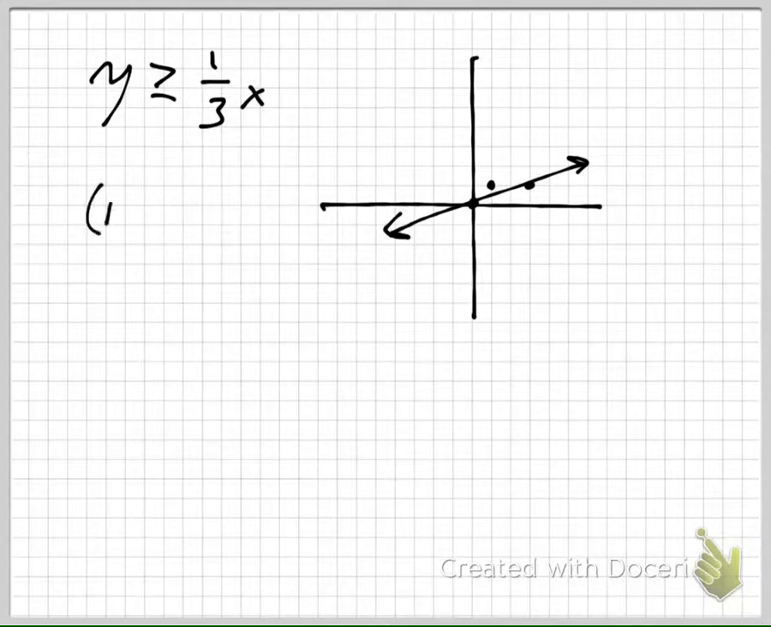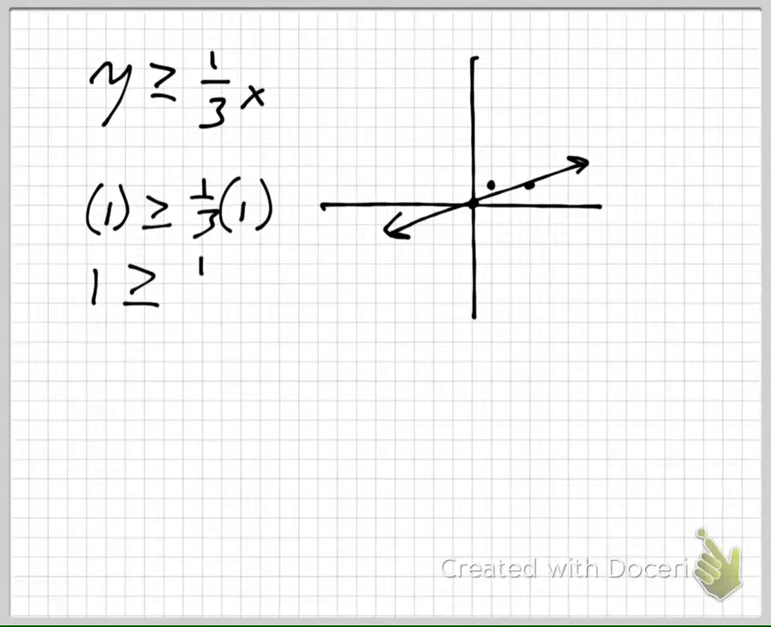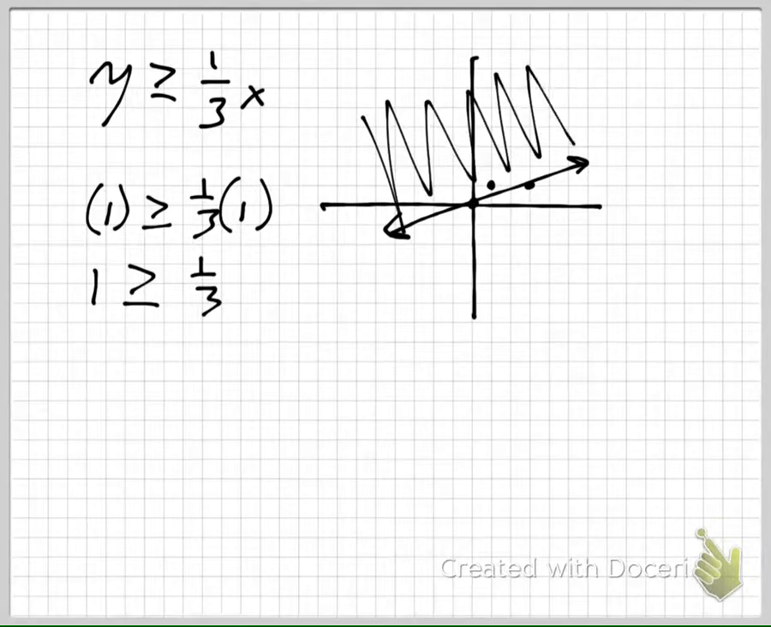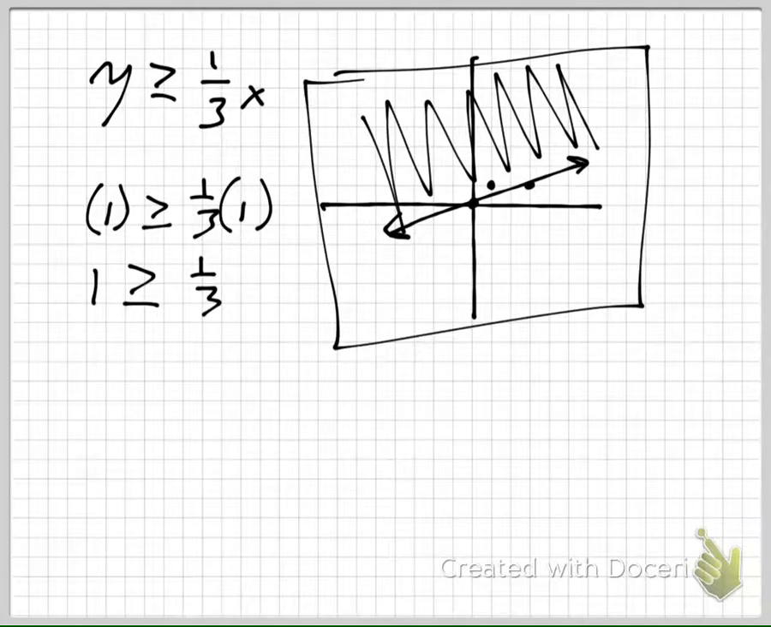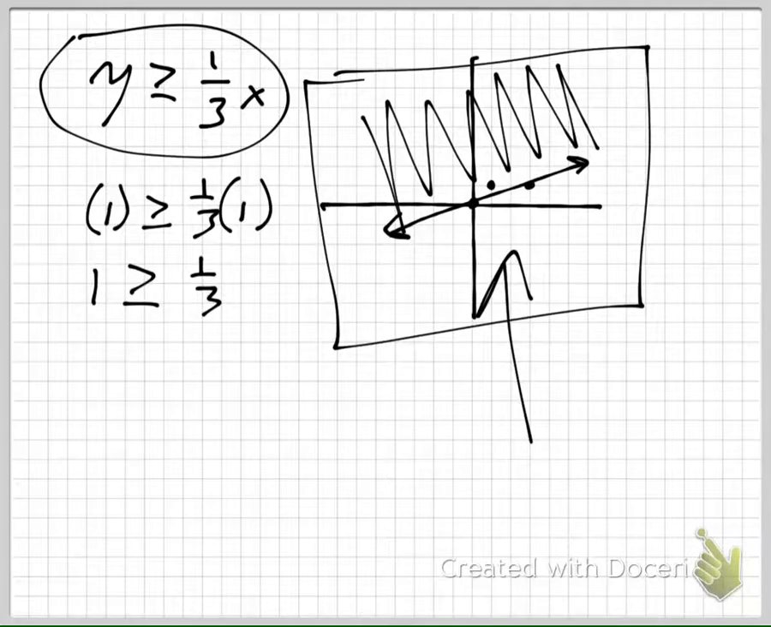So I'm going to choose, instead of y, I'm going to put 1 greater than or equal to 1/3 times 1. So 1 is greater than or equal to, what is 1/3? Is 1 greater than or equal to 1/3? Yes, it is, right? Therefore, we know that that is a part of the solution. Therefore, it's this over here. Does that make sense? So what would be your answer if you're doing this? Your answer is this graph. I will say to graph this inequality, and your answer is the graph. Okay. Does that make sense?